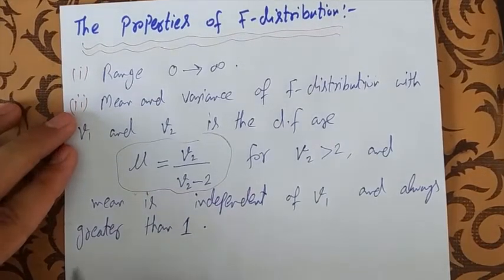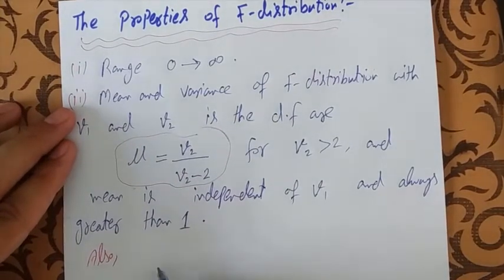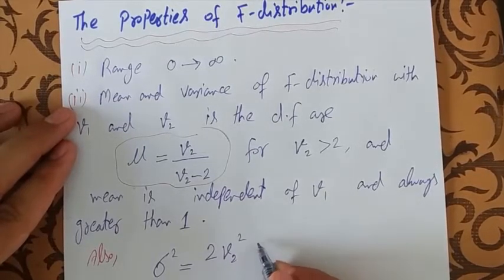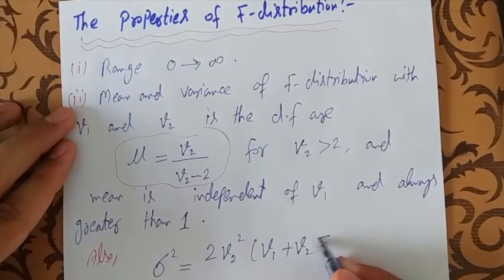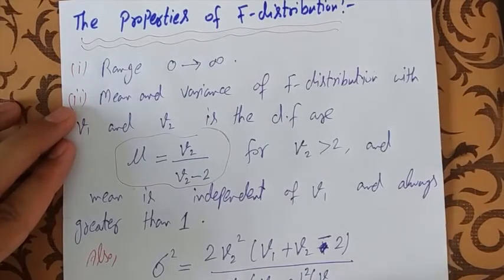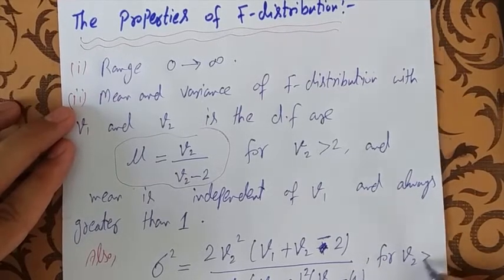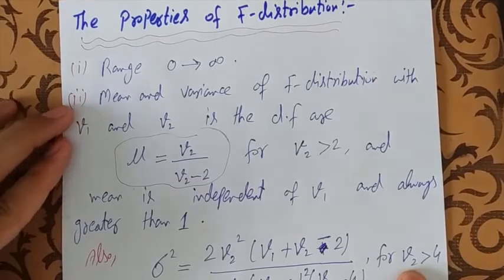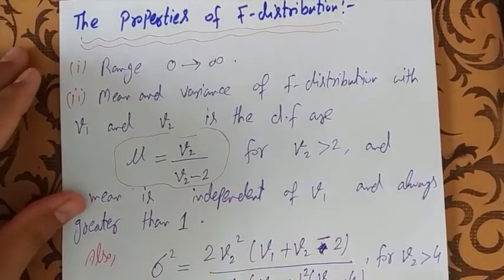Also the variance, sigma square, is equal to 2 mu 2 square into mu 1 plus mu 2 minus 2, over mu 1 into mu 2 minus 2 whole square into mu 2 minus 4, for mu 2 greater than 4. When the degree of freedom for the second sample is greater than 4, then the variance of the F distribution is equal to this.